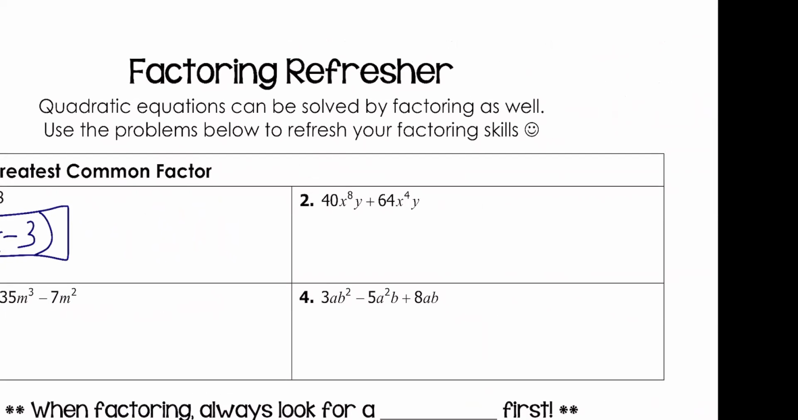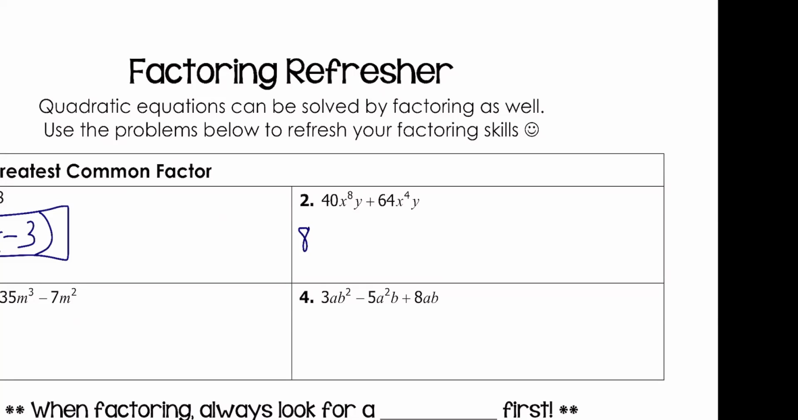So the first thing you want to do is look at your constants. What's the biggest number that would divide into 40 and 64? It kind of depends on how good you are with your multiplication facts, but I see right away that 8 goes in, and I'm not sure if it's the biggest. Like I said, I can always check it at the end, but I know I can pull out an 8. So that's at least a good start.